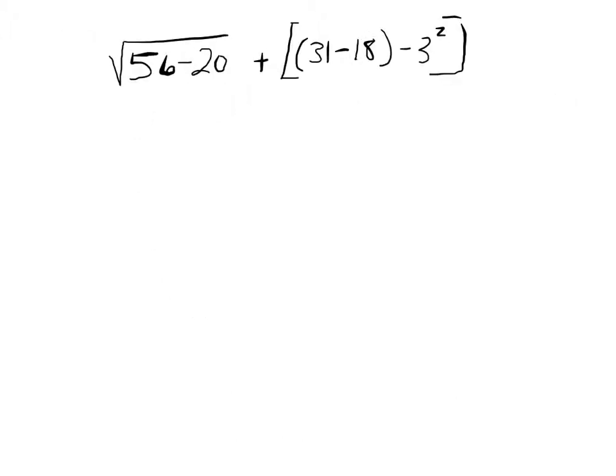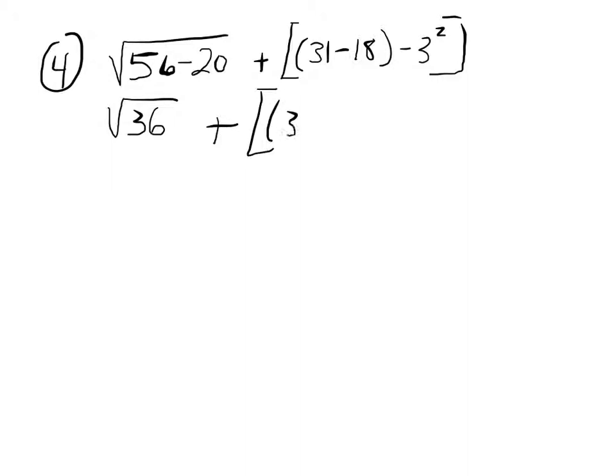All right, we'll start with this problem. This is the square root of 56 minus 20 plus, in brackets, the quantity 31 minus 18 minus 3 squared. So we're going to work with the square root first. You want to consider that a grouping symbol and go ahead and take care of what's underneath it and get it down to one number so we can evaluate it. And 56 minus 20 is 36. I'll bring down everything else. And I'm going to evaluate the square root of 36, which is 6.